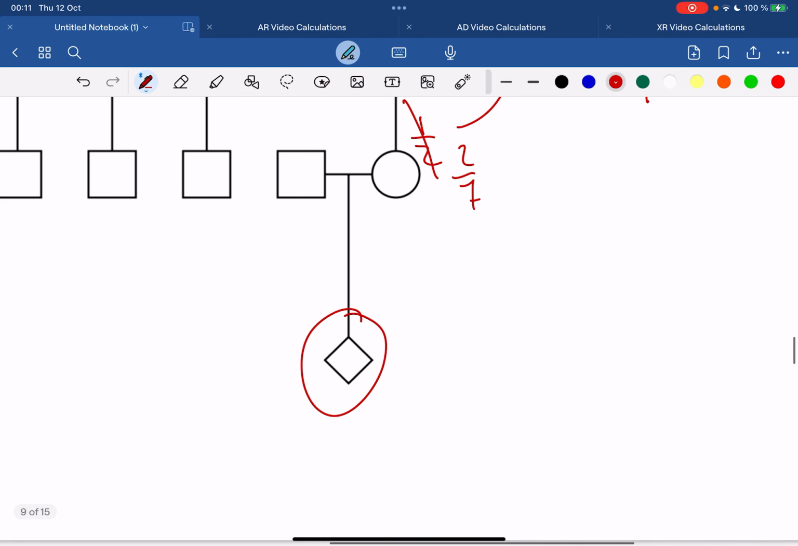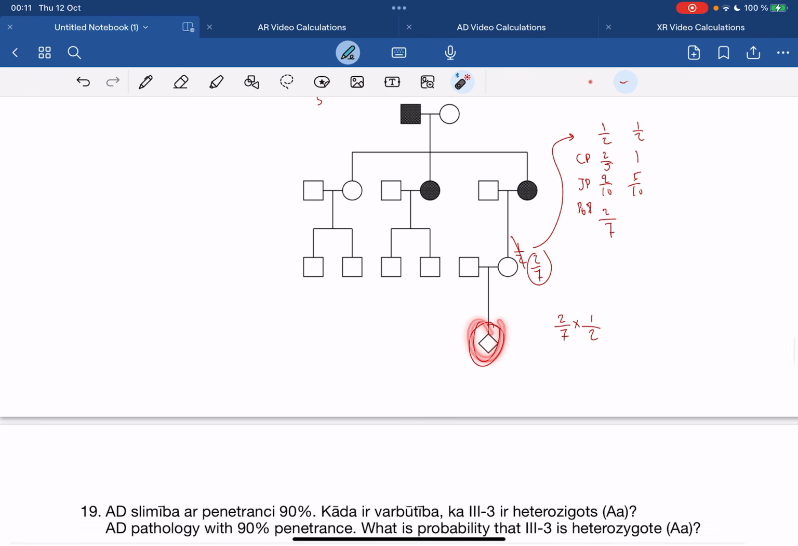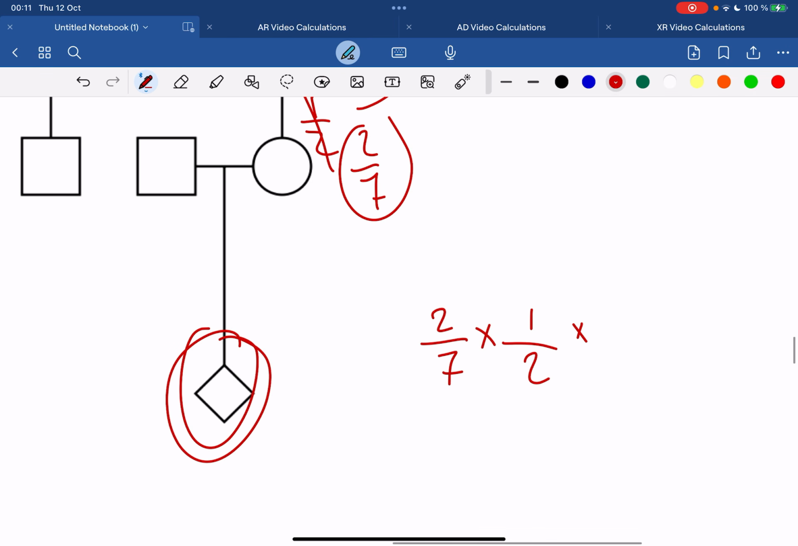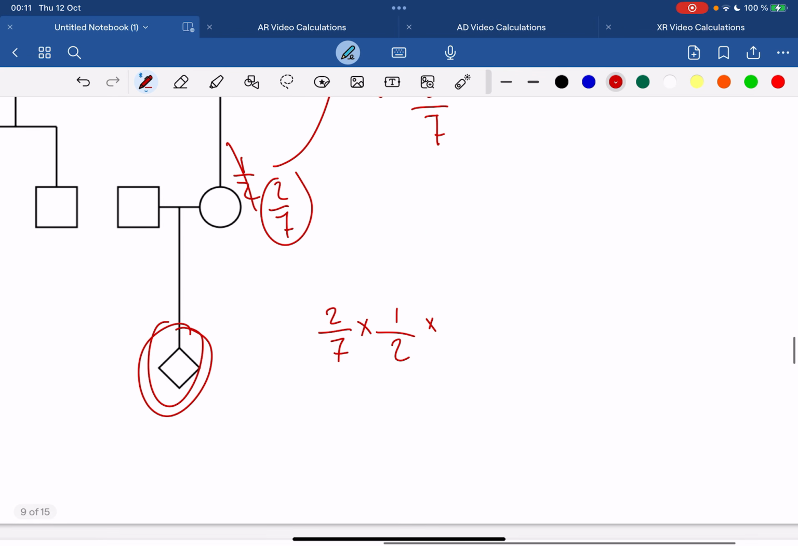Now we can do the calculations for this child because we only need one parent for this. So it'd be 2 out of 7 times 1 out of 2. Why 1/2? Because that's the chance that this person has to receive a dominant allele from their mother. And then times the penetrance, which would be 2 out of 5 in this case. Oh, sorry, 3 out of 5. That's 60%. That is equal to 3 out of 35.